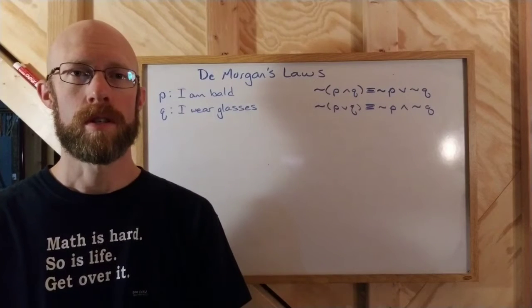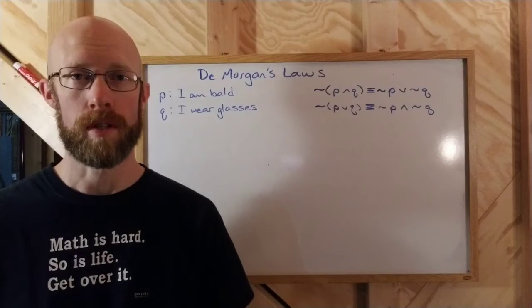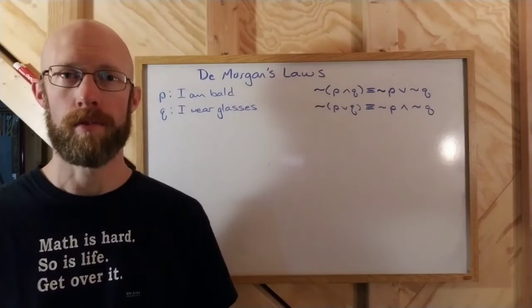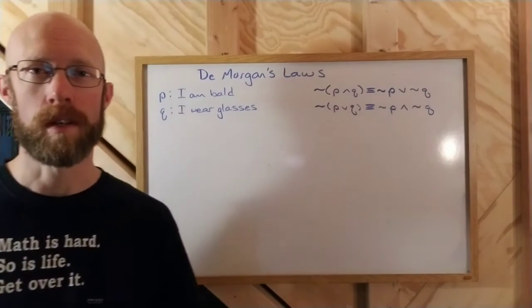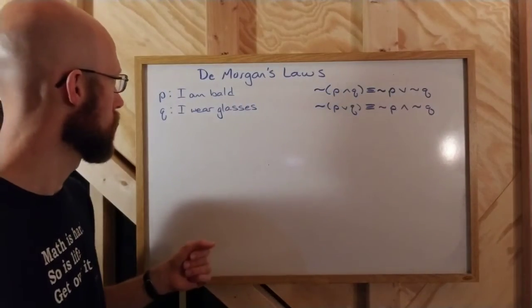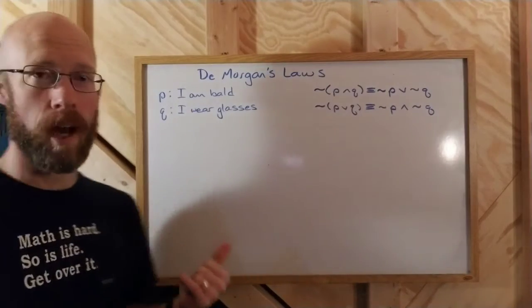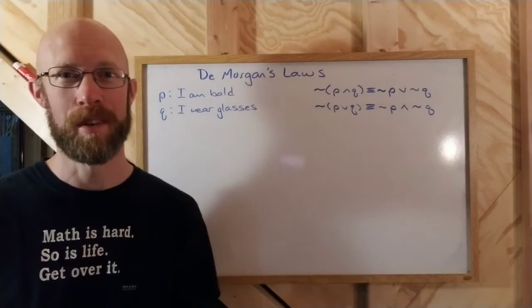All right, so now we're just going to summarize a few things about De Morgan's laws and maybe go through another example and hit it with a few extra negations, which will be kind of fun. So here's an interesting example. Let P be I am bald and Q be I wear glasses. Okay, both are true for me.